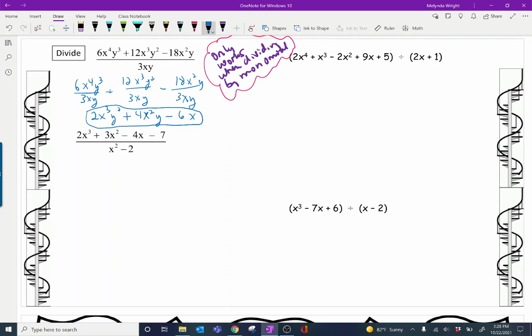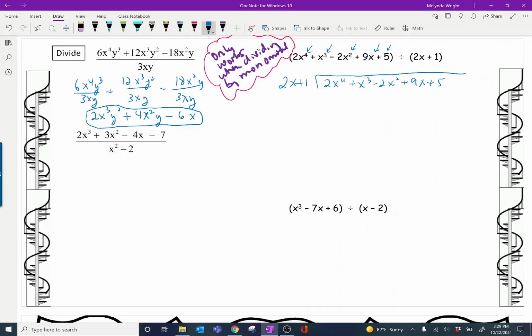So my divisor is 2x plus 1. I'm going to put the dividend in here. So I've got x to the fourth, cubed, squared, to the first. Oh wow, we have everything we need: 4, 3, 2, 1, constant. Oh, we don't have to insert any zeros. That's nice. So let's just write this in here: 2x to the fourth plus x cubed minus 2x squared plus 9x plus 5.